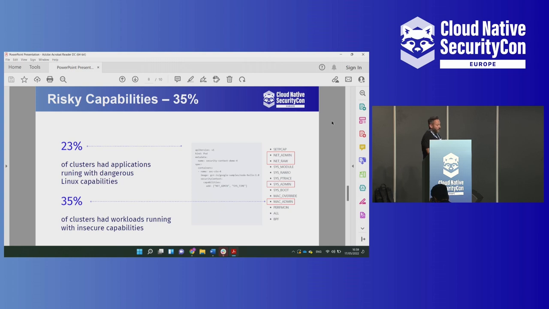But of course, it is very problematic security-wise. Risky capabilities: what we've seen is that many workloads, at least relatively, 23% and 35% of workloads, are running with either insecure or dangerous capabilities. We see here on the right the different capabilities that we look at. The most problematic ones are in these red triangles: NET_ADMIN, NET_RAW and SYS_ADMIN. It is a significant number of clusters running workloads with these capabilities that they don't need.